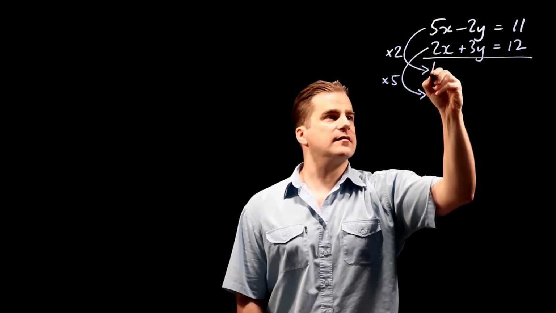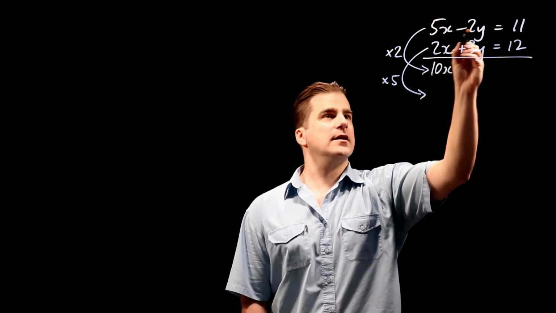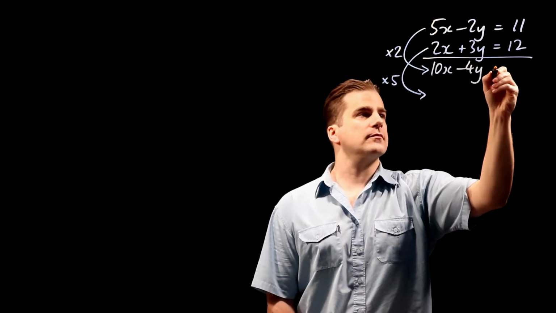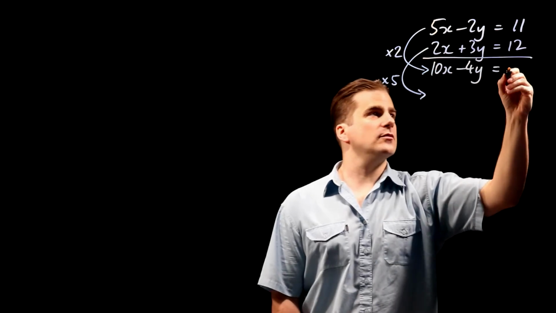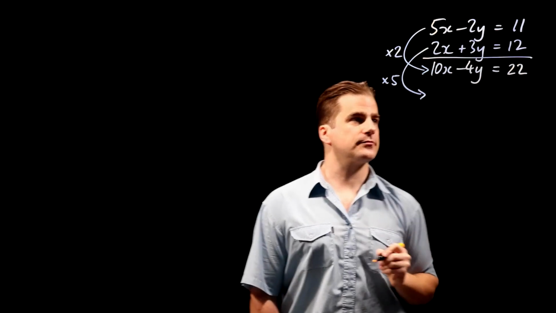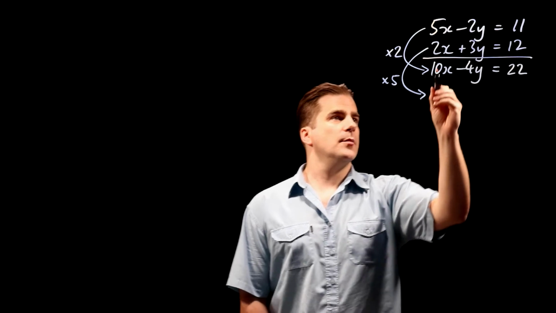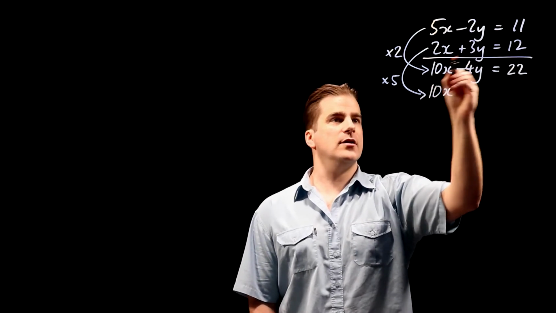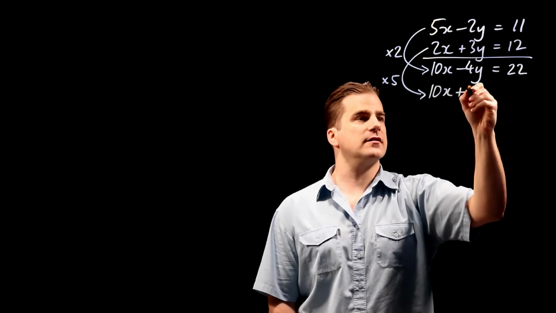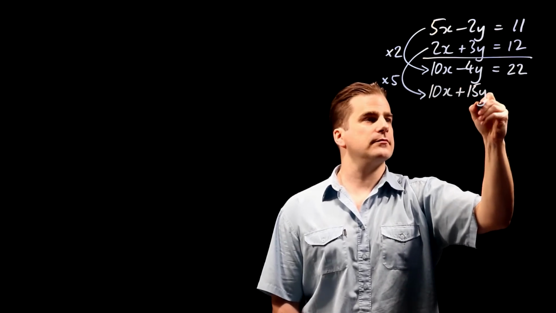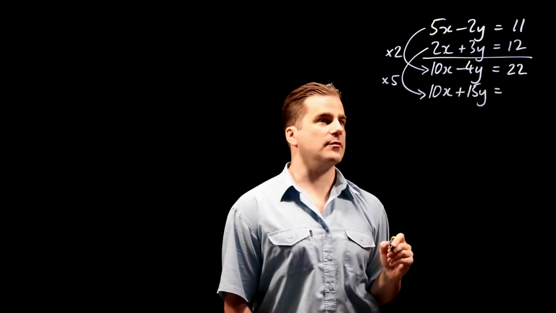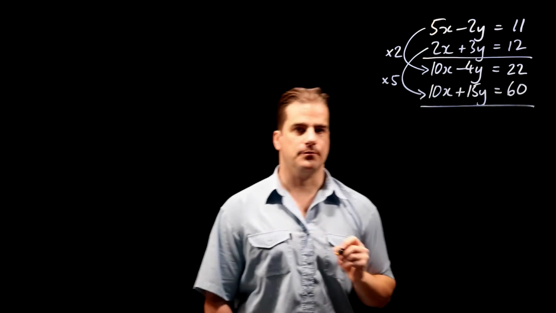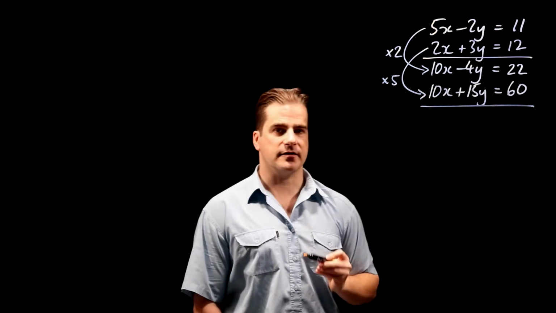5x times 2 is 10x. Minus 2y times 2 is minus 4y. 11 times 2 is 22. Okay? Bottom equation, 2x times 5 is 10x. 3y times 5 is plus 15y. 12 times 5 is 60. There we go. We've got the same number of x's.